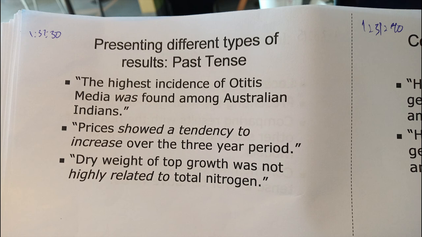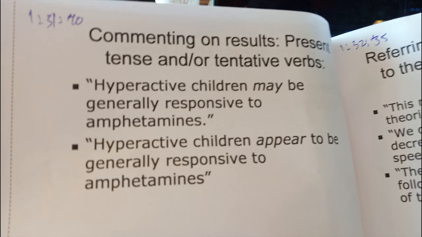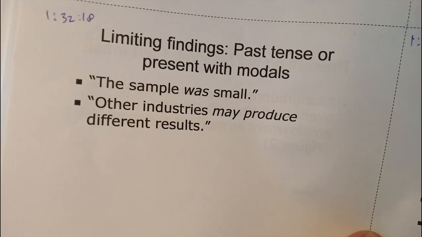When you're commenting on the findings, you will use the tentative word. Let me show you an example. Hyperactive children may be generally responsive to amphetamines. Means I'm not sure, maybe. Or hyperactive children appear to be, the same meaning. Appear means to me, I think so, but maybe you don't think so. May also has that same meaning. I can use my modal or I can use a hedging word. Means the same thing.